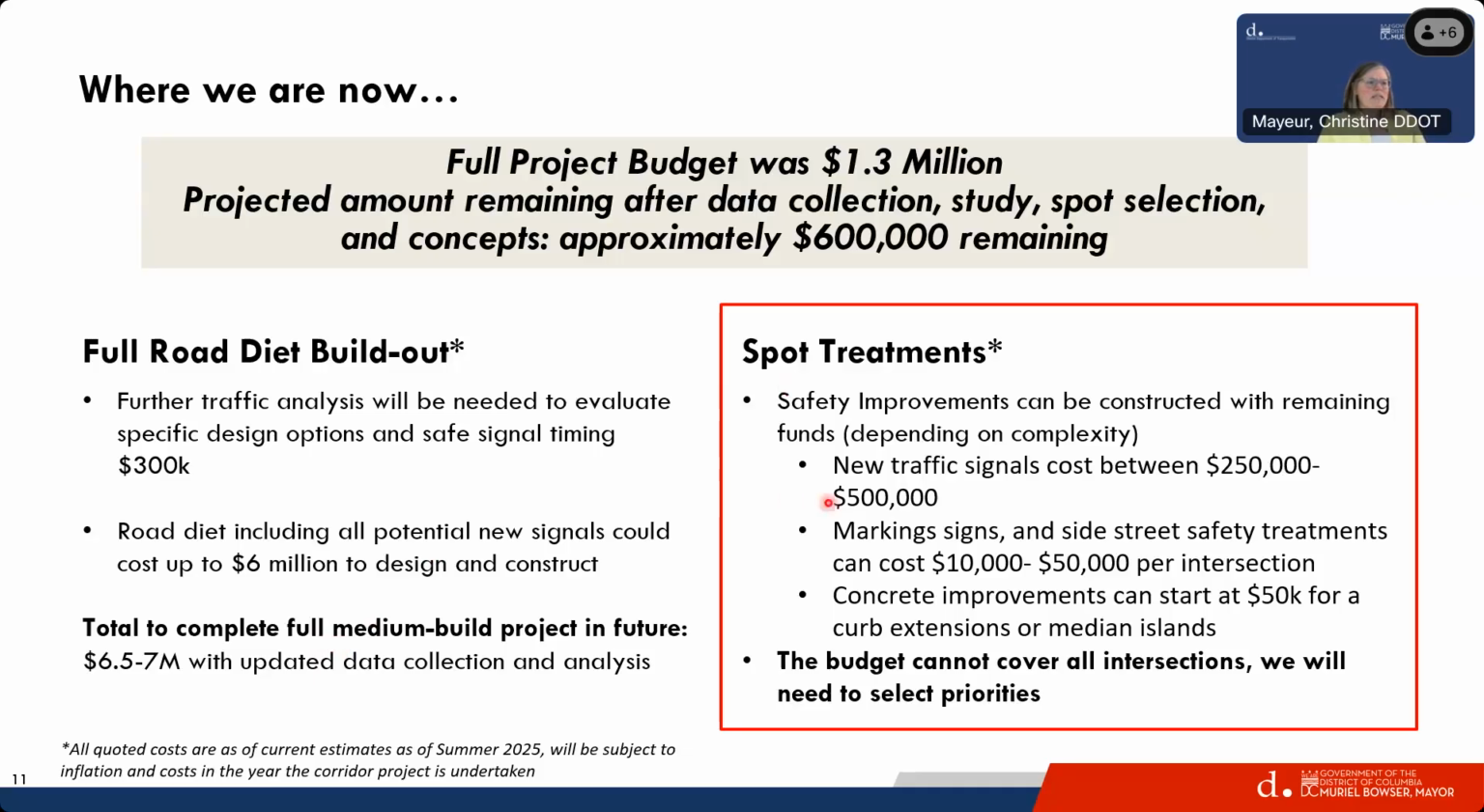For our spot treatments, we can focus on constructing our highest priority items with the remainder of these funds. New traffic signals cost between $250,000 to $500,000, depending on the location and electrical connections and all of that. Marking, signs, and side street safety treatments, things that are more signing and marking, and signal timing changes can be about $10,000 to $50,000 per intersection. Concrete improvements can start at about $50,000 or so for a curb extension or median island, and then go up from there. So just to give people kind of a range and an idea of what these things tend to cost.